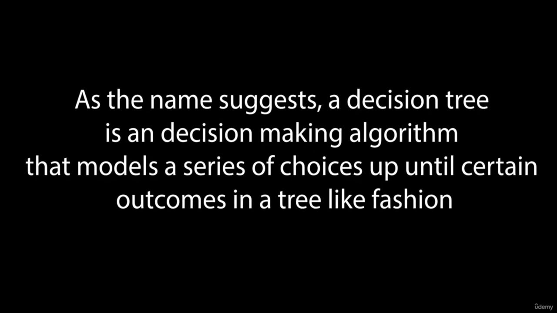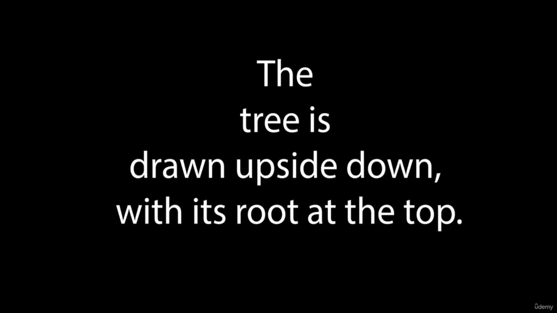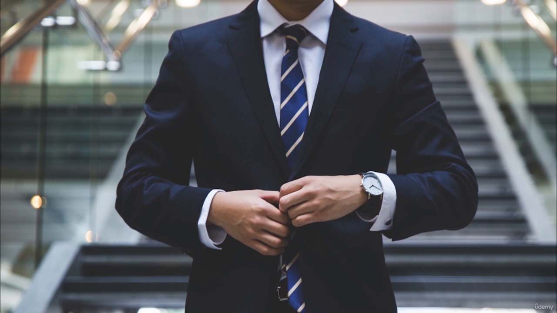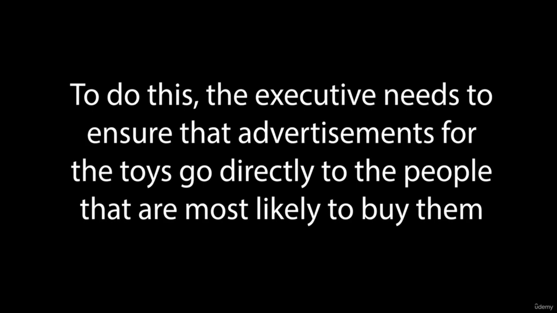As the name suggests, a decision tree is a decision-making algorithm that models a series of choices up until certain outcomes in a tree-like fashion. The tree is drawn upside down with its root at the top. For example, let's take an executive at Funimation who wants to try and maximize the amount of Dragon Ball Z figurines they sell, while at the same time trying to keep marketing costs as low as possible. To do this, the executive needs to ensure that advertisements for the toys go directly to the people that are most likely to buy them.